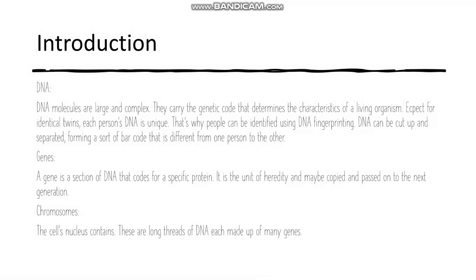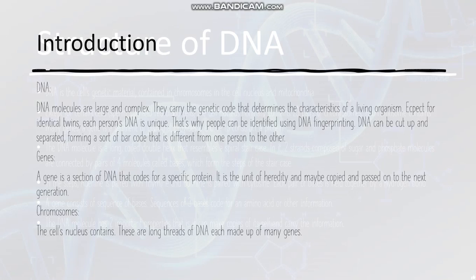Genes. A gene is a section of DNA that codes for a specific protein. It is the unit of heredity that may be copied and passed on to the next generation. Chromosomes. The cell's nucleus contains the chromosomes. These are long threads of DNA, each made up of many genes.